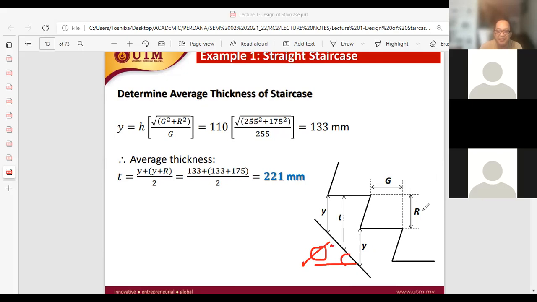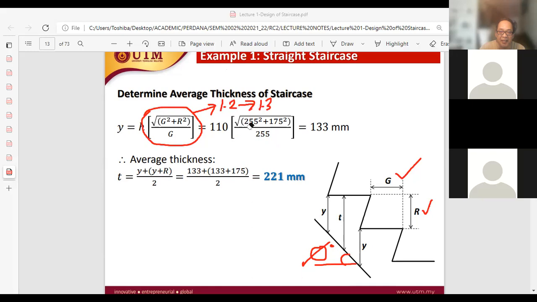What we need to know is these two values sahaja, R dengan G. So R and G is substituted in this equation, G squared plus R squared, square root kan semua sekali atas ni, divided by denominator G. The value indicated di sini is usually untuk public buildings is about 1.2 to about 1.3 lah, lebih kurang. 1.2 to 1.3.